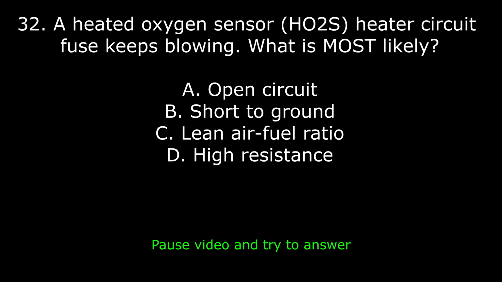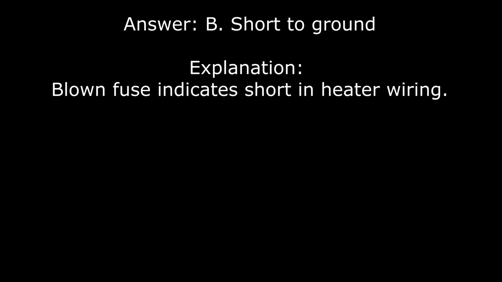Lean air-fuel ratio, D. High resistance. Answer: B. Short to ground. Explanation: blown fuse indicates short in heater wiring.